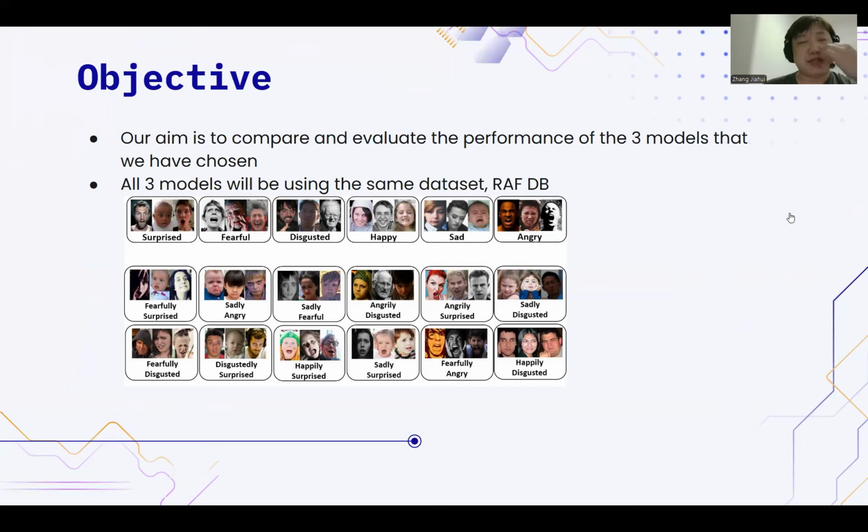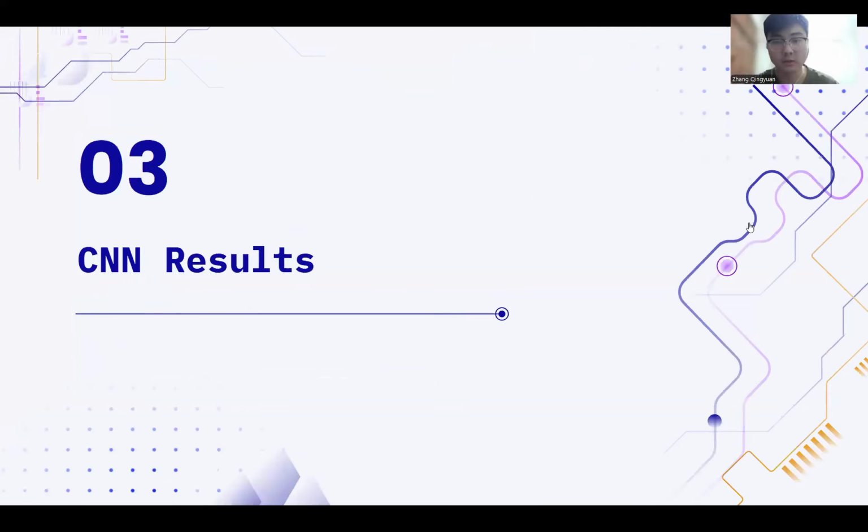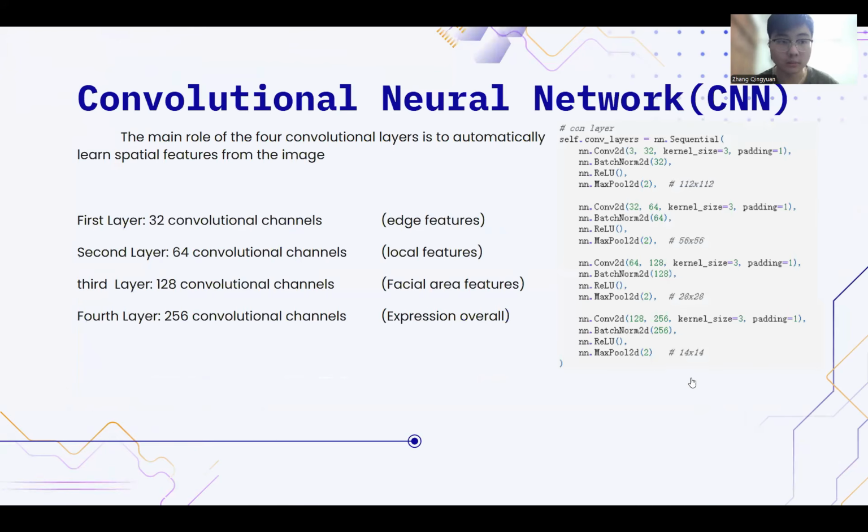Next will be Qingyuan, who will be sharing about the CNN model results. Okay, my name is Zhang Qingyuan. I will show you about our CNN model. Next. In our CNN model, we designed four convolutional layers, and the main role of the four layers is to automatically learn spatial features from the image. And you can see this is our four layers.